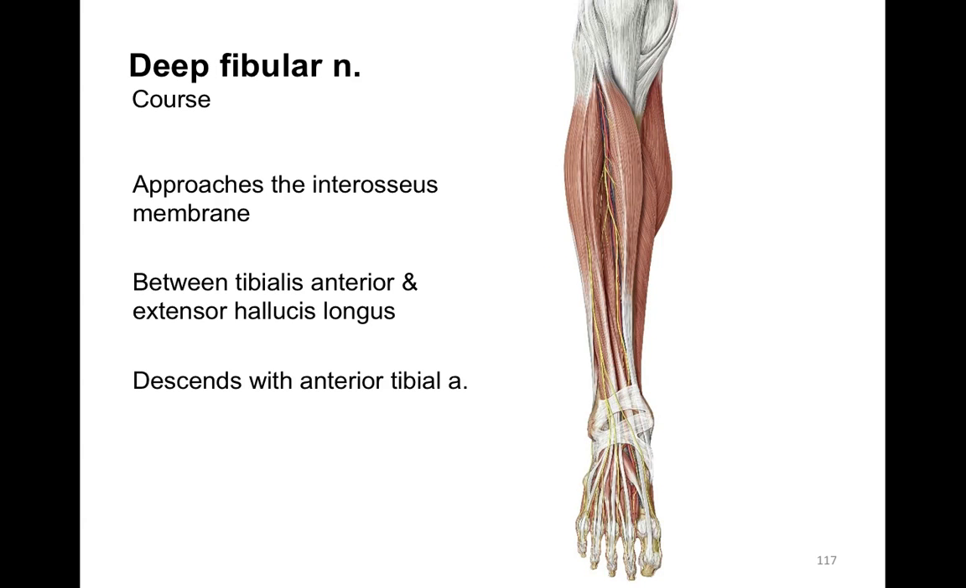So here's a zoom in of the deep fibular nerve. It approaches the interosseous membrane. It is between the tibialis anterior and extensor hallucis longus muscles. So to find this nerve in dissection, find those two muscles, spread them apart. You'll also confirm that you've found the deep fibular nerve because it will accompany and descend with the anterior tibial artery.